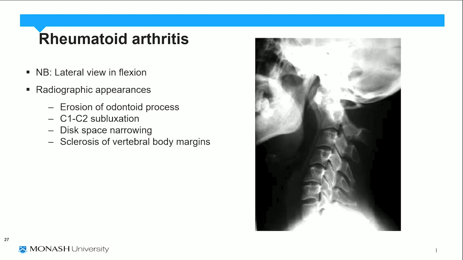And just a little bit about some of the common pathology. With rheumatoid arthritis, it's important that a lateral view is obtained in flexion, and the radiographic appearance you need to look for is erosion of the odontoid process. If you look on this image, there is subluxation of C1 on C2, and there's also disc space narrowing, and then also sclerosis of the vertebral body margins. Remember, you identify C2 because of the Harris rings.